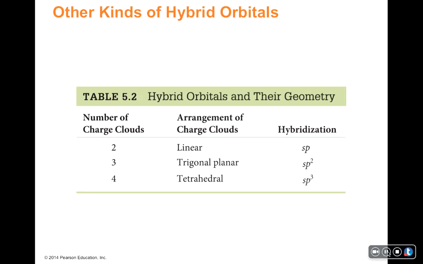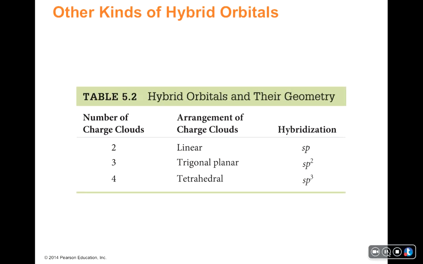And so you would end up having 3 equivalent orbitals, and all of them would be sp2 hybrid orbitals. The last one there, 4, is the one we just looked at. So if you have 4 charge clouds, you've got an electron in an s and 3 p orbitals. You throw those all in, and so you end up with a hybridization of sp3. So you have 4 equivalent hybrid orbitals. They're all sp3 hybrid orbitals.